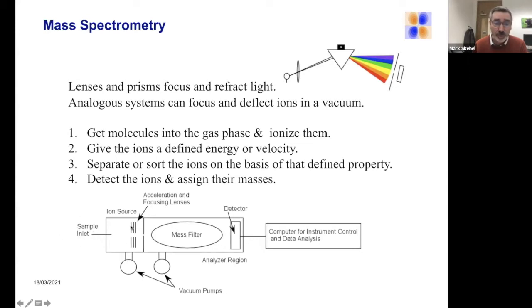You've got an ion source, a mass filter, and a detector. And this mass filter can perform some kind of ion selection, if you like. It's much analogous to lenses and prisms for moving light around. Well, we're using magnets and electrical fields to move ions around. But they all have the same kind of basic building blocks.